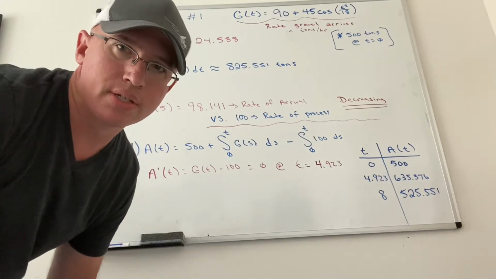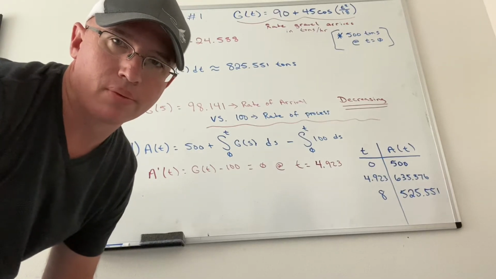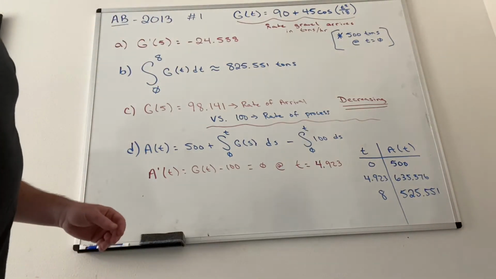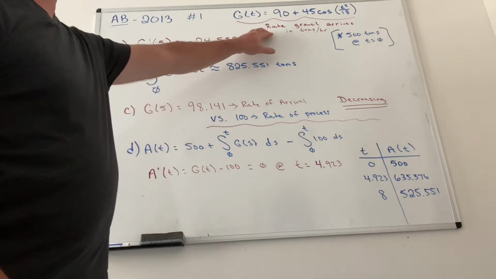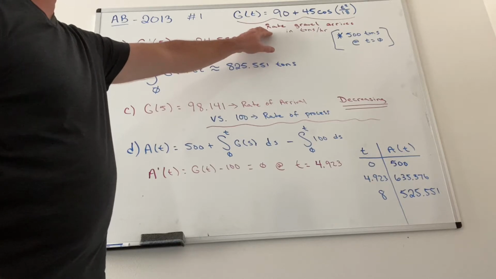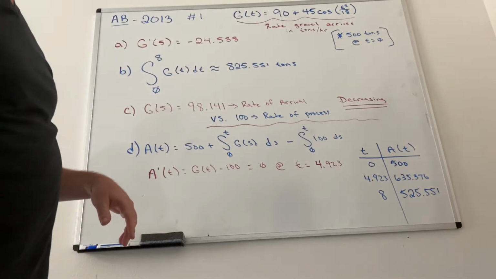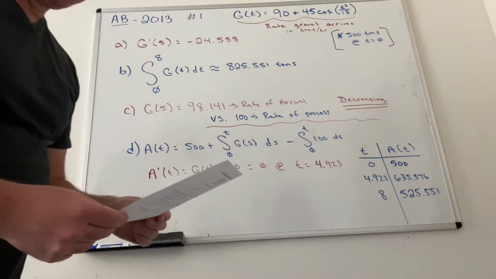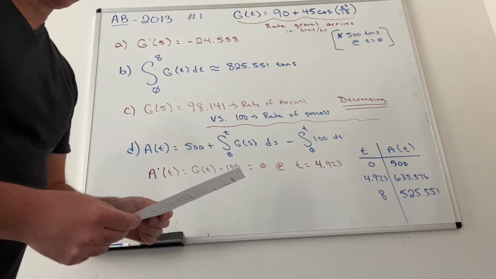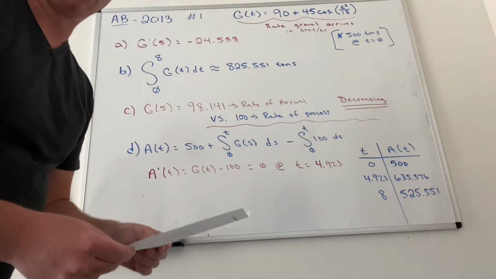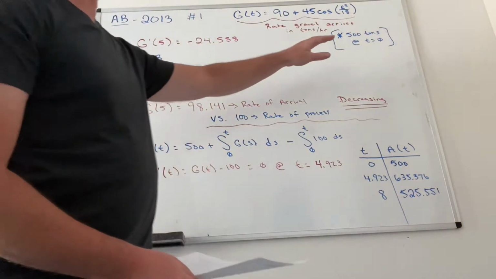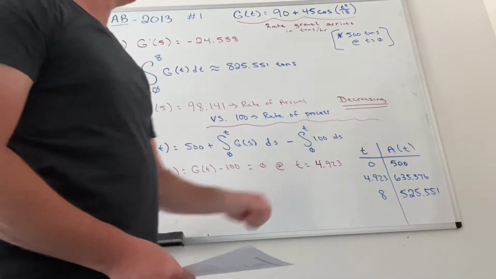All right, this is the 2013 rates question. What we've got going on here is gravel that's arriving at a processing plant at the rate of G(t), measured in tons per hour. It says in the question too that it's being processed at a rate of 100 tons per hour, so we want to keep that in mind. And there's 500 tons of gravel to begin.